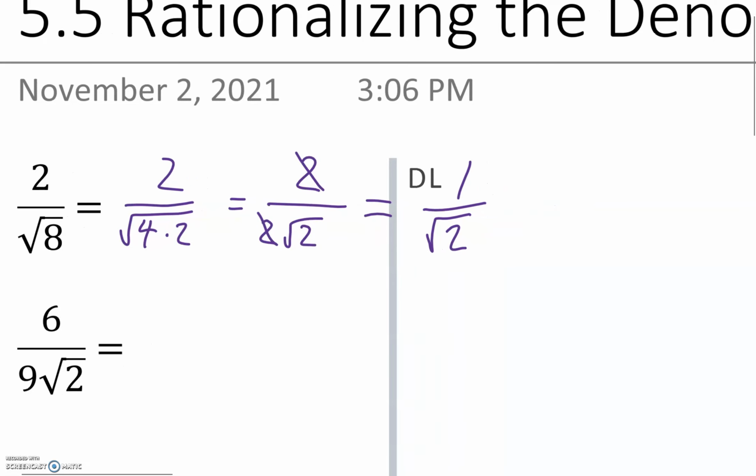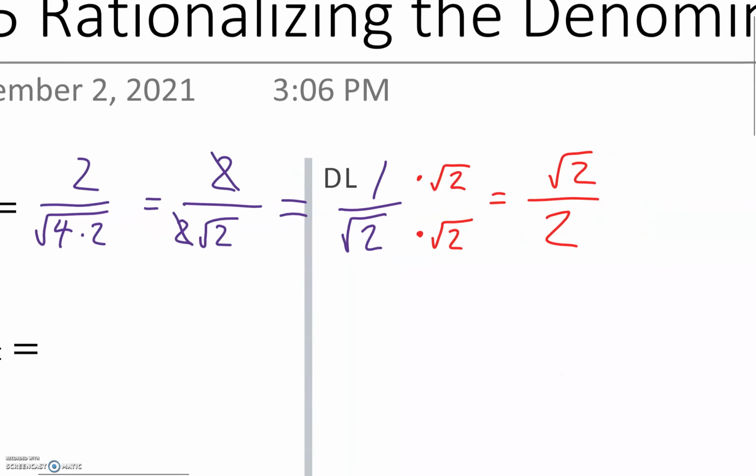Okay, so how can we rationalize the denominator though? Because right now we have a radical, root 2, on the denominator. Well, if we multiply by that number on the bottom and on the top, then we can rationalize the denominator. So the bottom will now just simply be 2, and the top will be root 2.